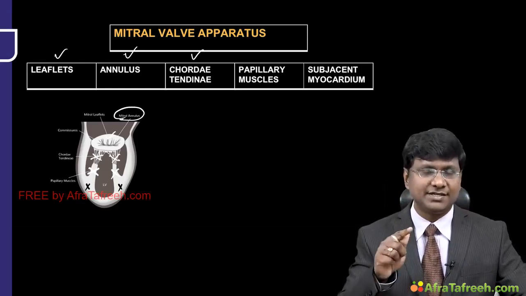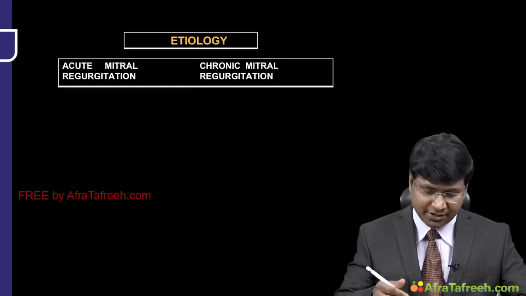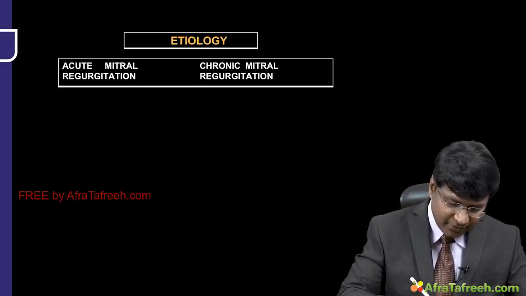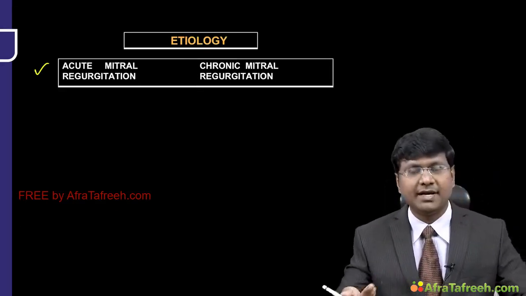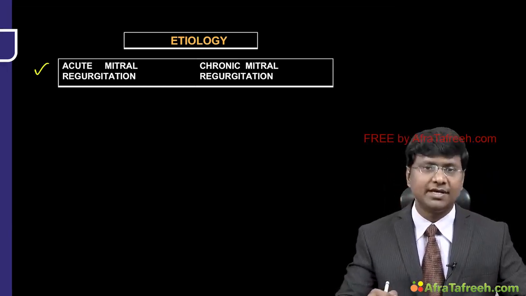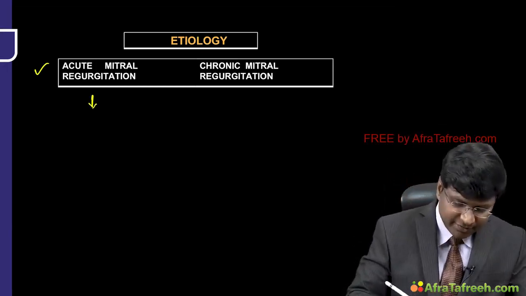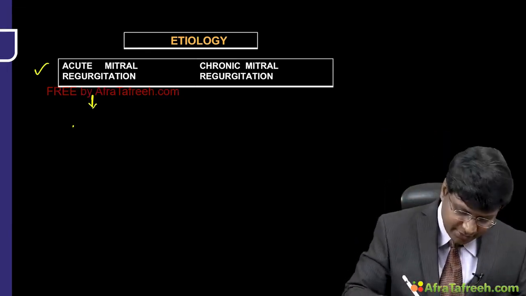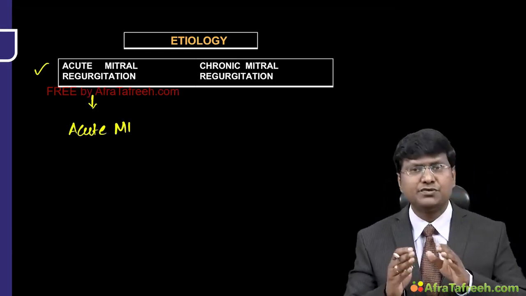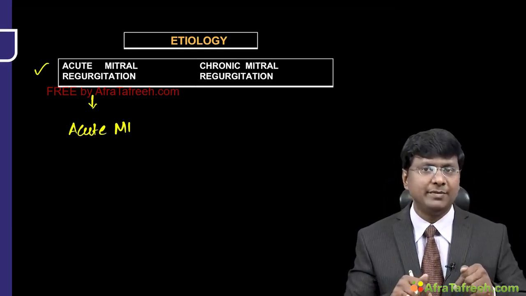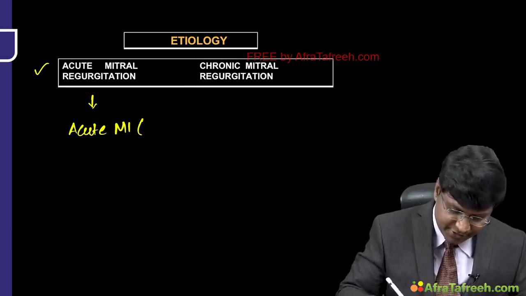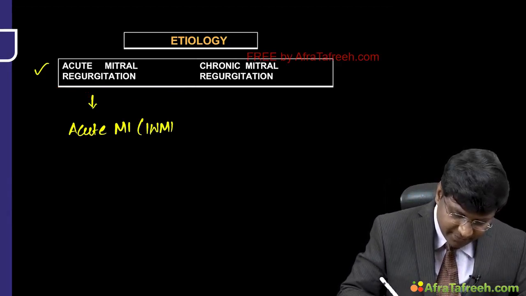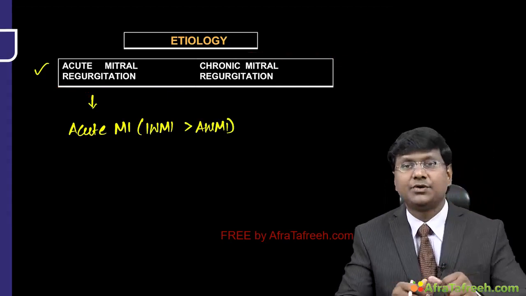Now, as I have said, what are the etiologies? We classify them into the one where the individual can develop acute MR and the one where the individual can develop chronic MR. What are the etiologies that cause acute mitral regurgitation? Acute mitral regurgitation occurs secondary to acute myocardial infarction. The inferior wall MI, as well as the anterior wall MI, will cause acute mitral regurgitation.